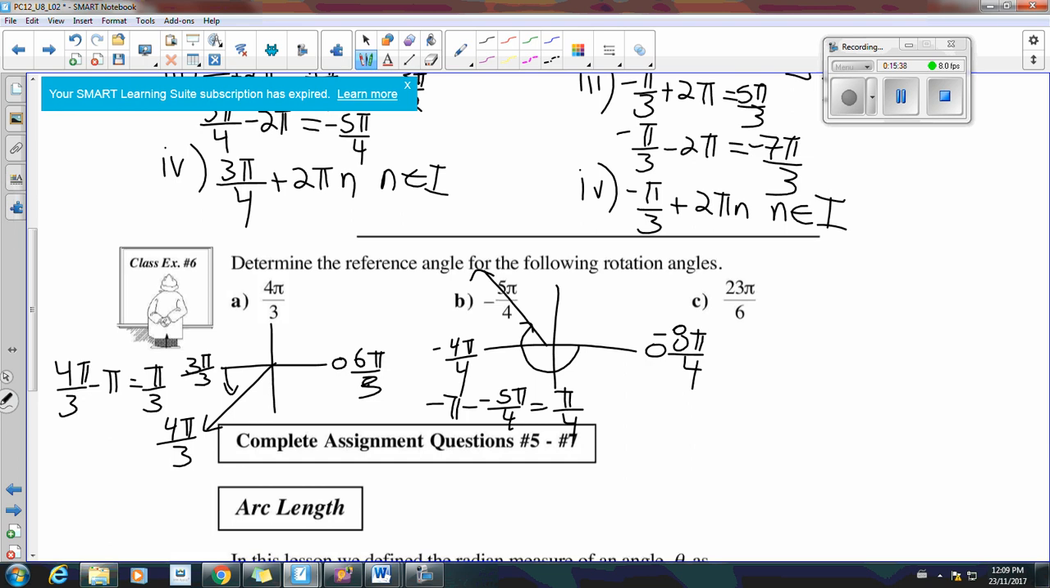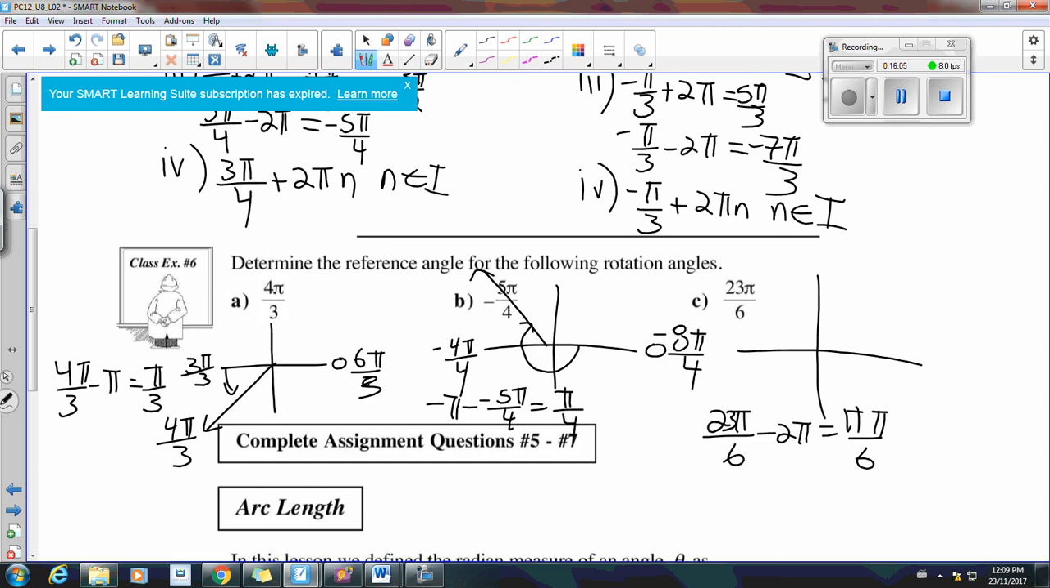23 pi over 6. Well, where is 23 pi over 6? So now we have to do some full rotations. It's easiest if we first change this to be between 0 and 2 pi. So we can actually subtract off 2 pi here. And this gives us 11 pi over 6.